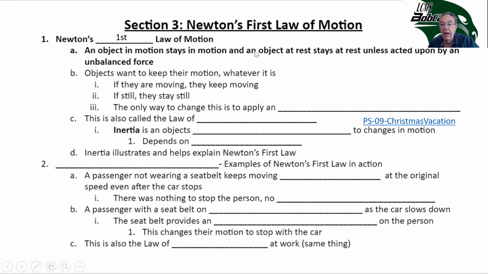Inertia was the tendency of an object at rest to stay at rest, and the tendency of an object in motion to stay in motion unless acted upon by an unbalanced force. And remember, I said the first law of motion is often called the law of inertia, because they're saying the same thing. Inertia is just a measure of this tendency to stay at rest or to stay in motion.